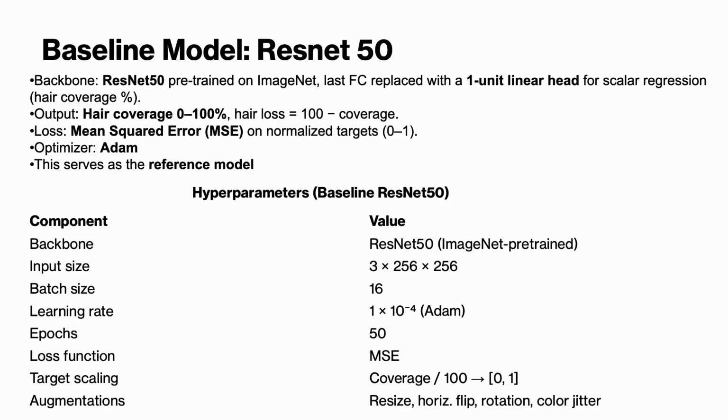We train with mean squared error loss, Adam optimizer at a learning rate of 10 to the negative 4, batch size 16 for 50 epochs. The choice of MSE is intentional. It penalizes large errors more heavily, which matters because a 20-point error in predicted coverage is clinically much worse than a 5-point error. This ResNet50 baseline serves as our reference point. Everything we do after this is measured against it.